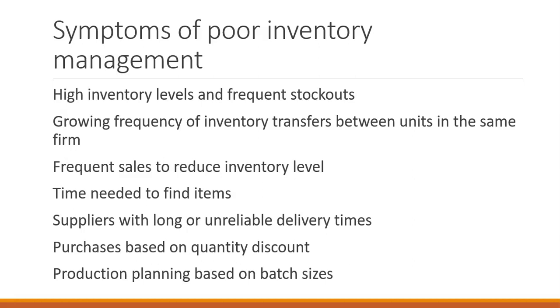And then production planning based on batch sizes. This is similar to that quantity discount. We need to produce 20 to meet demand, but it's cheaper if we produce 100. And so we're just going to produce 100 whether people want them or not. This causes high inventory levels and frequent stockouts. And that is the end of chapter 4.